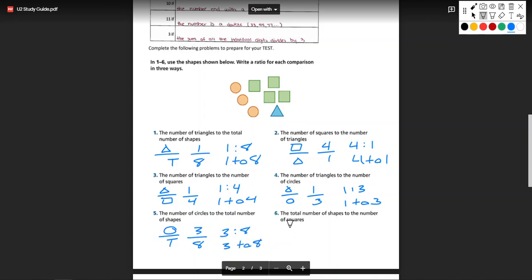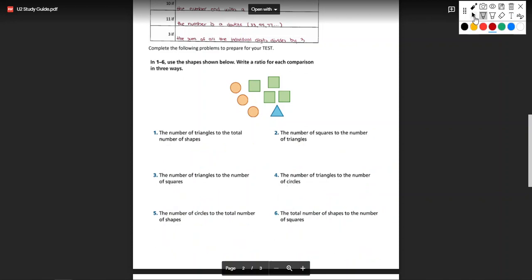And then the last one is the total number of shapes to the squares. There are 8 total to 4 squares. If you simplified, that's fine. If you didn't, here's your answer for the unsimplified version. If you did simplify, you would have come down to 2/1, and then you would have gotten 2:1 and 2:1. Both are correct answers. It didn't ask you to simplify for this one, so either one is okay with me.